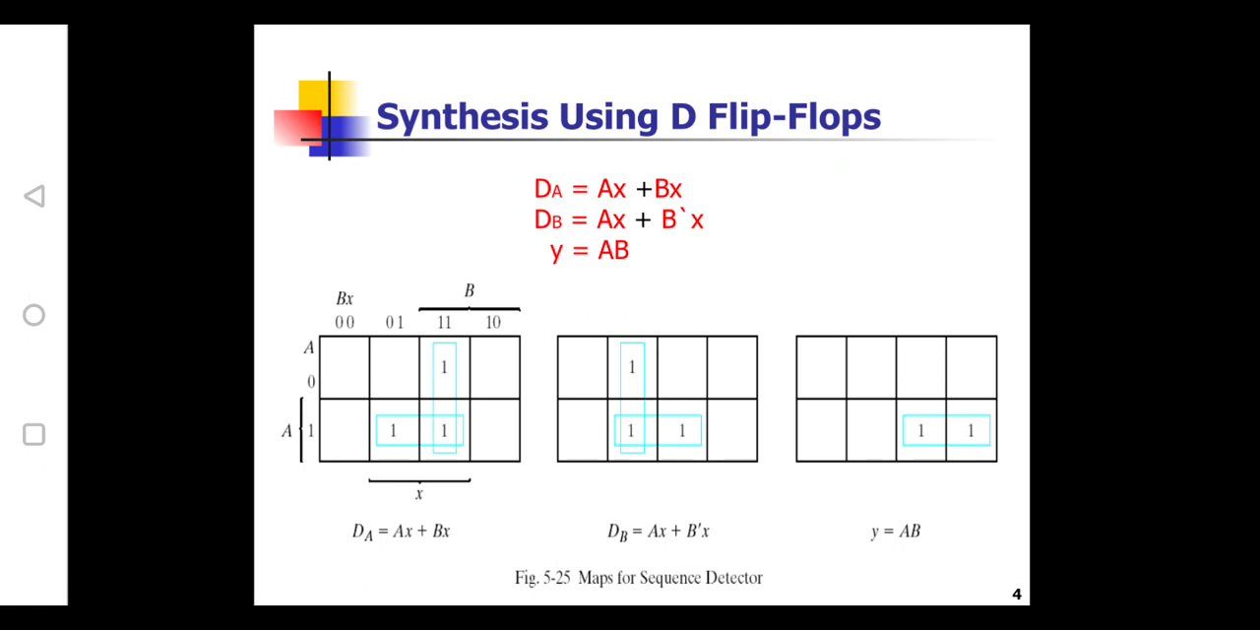So here the expression for dA is sigma m of 3, 5, 7. So we need to draw a 3 variable K map because it consists of two inputs A and B and one more external input called X. When we are plotting a K map, the most significant bit is A followed by BX. So here the first K map represents dA, in which 3, 5 and 7 are ones.